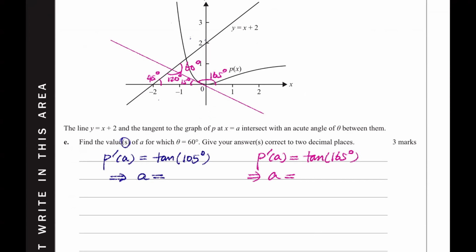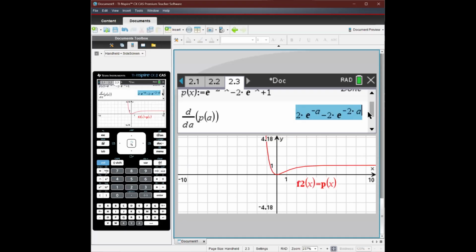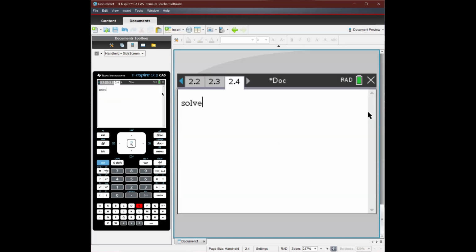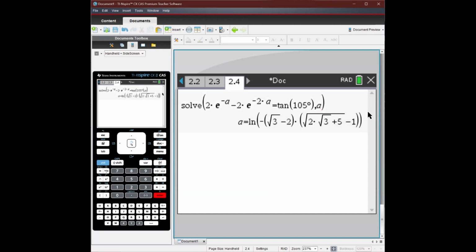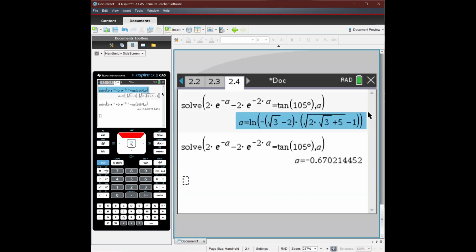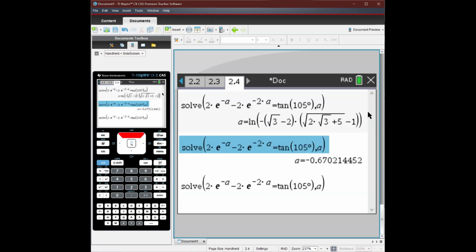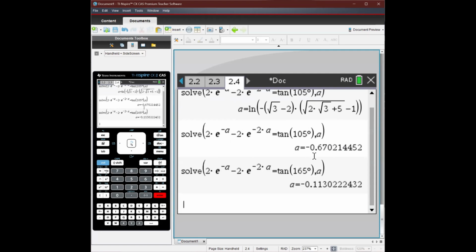So basically that's another possibility. So this is something I'm going to use. That equals tangent 105 degrees for A. This is one possible value. And if I change this to 165 degrees, this is another possible value. To 2 decimal places, we say minus 0.67.